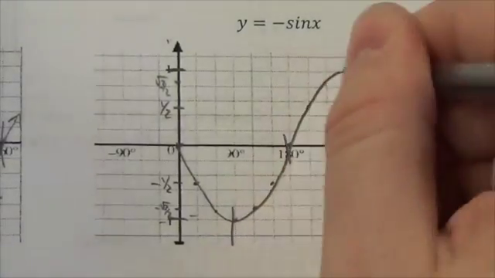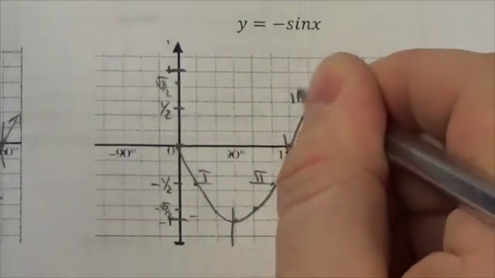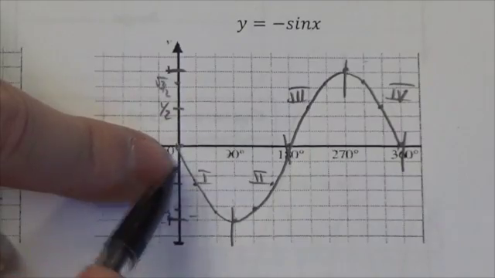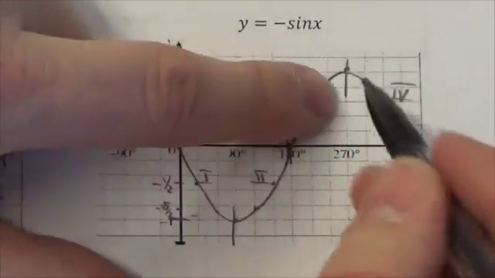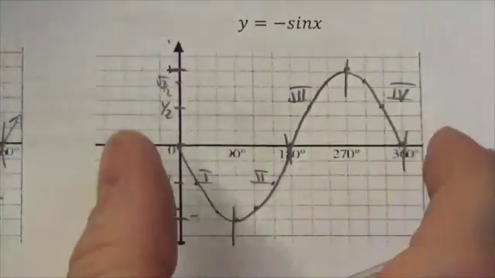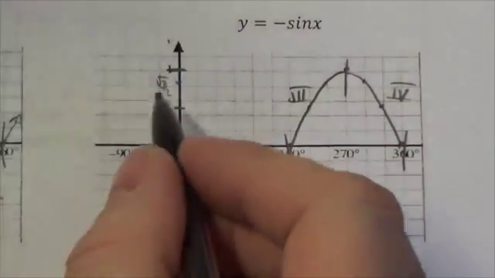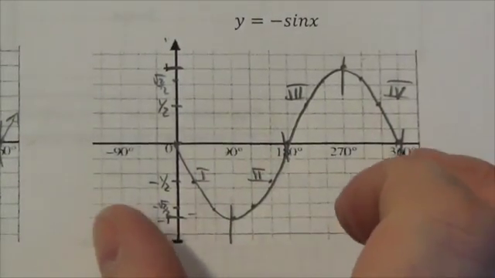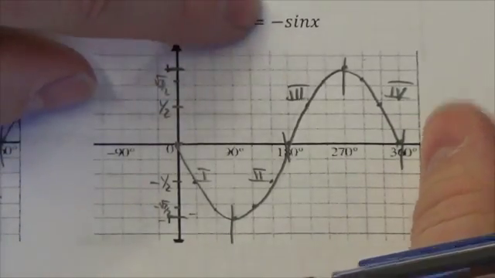Again, we can split this up into its 4 different quadrants. Notice the motions here: down to the minimum, up to the middle, up to the maximum, down to the middle. You need those 4 different motions to create a full period. You need to be sliding through all 4 quadrants in order to have a full period. So again, the period is 360. Putting the negative in front didn't change anything.